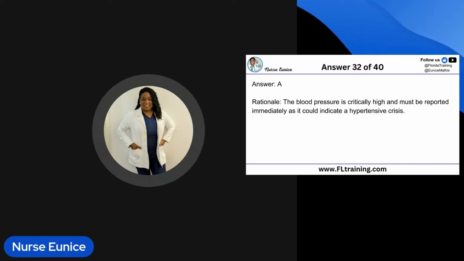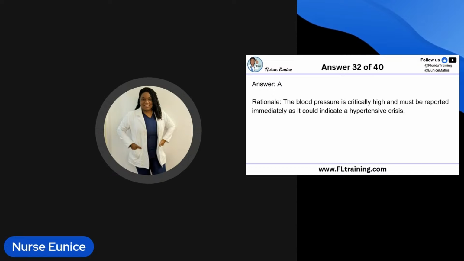So we sometimes don't mention every vital sign if the others are normal. We focus on the abnormal vital sign. That's the most critical. All right.